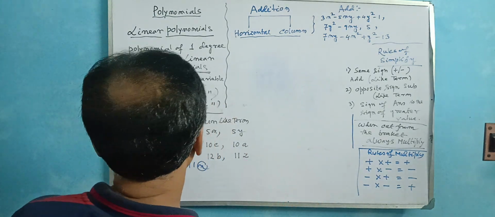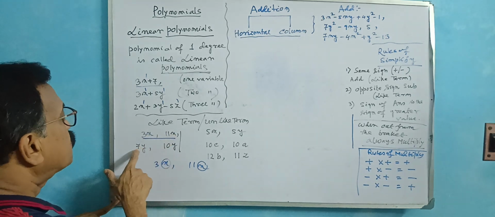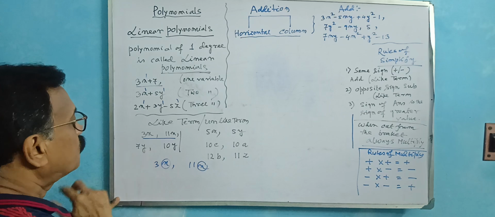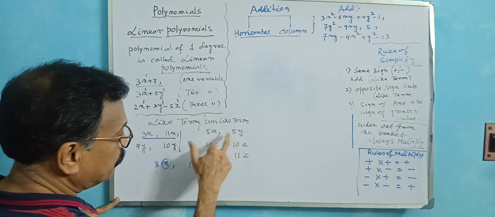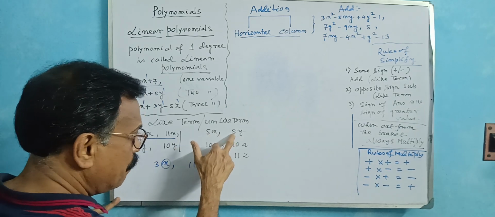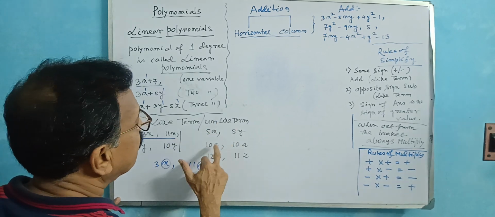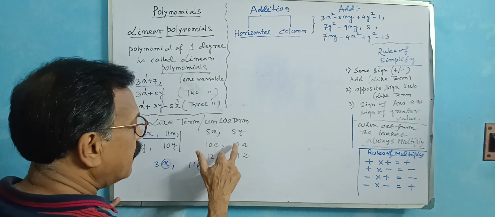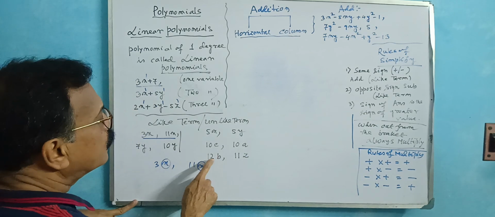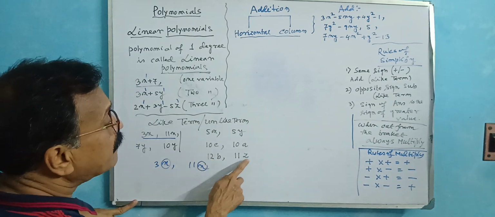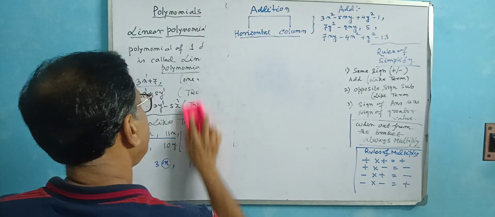Very important thing. Okay, here is 3x and 11x. The literal part is the same, so this is a like term. 7y, 10y, literal part is the same. But here is 5x and 5y. The literal part is different. This is x, this is y. The numerical part is 5, but this is the unlike term. 10c, 10a, literal part is different, the numerical part is the same, so this is the unlike term because this is a, this is c. 12b, 11z, b and z are unlike terms. Okay, so this is the very important thing.